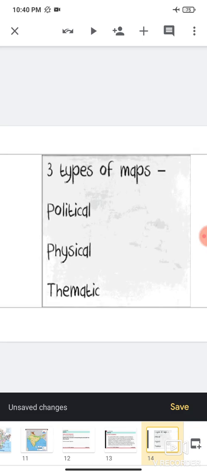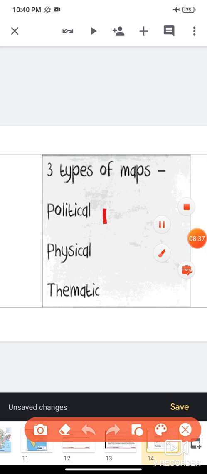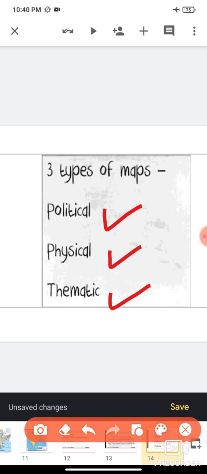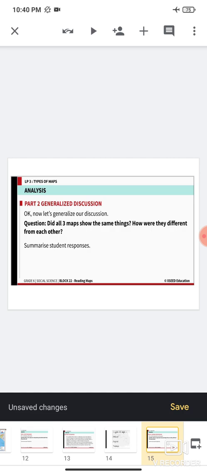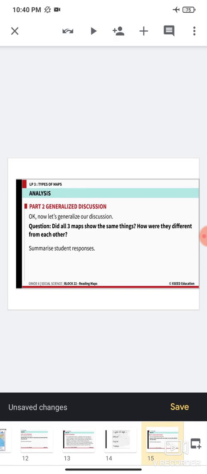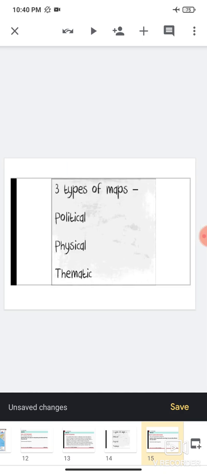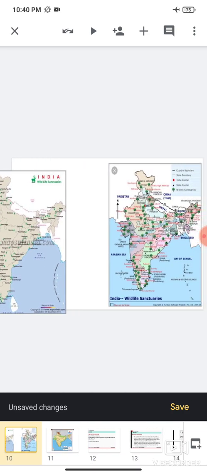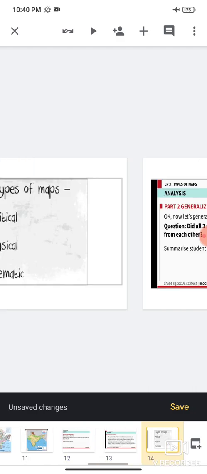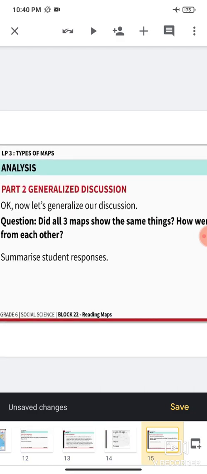Now, the three types of maps are the political, the physical and the thematic. So please don't forget these three names. Now, did all three maps show the same thing? I have shown you the three maps, right? Did all three maps show the same things? How were they different from each other?